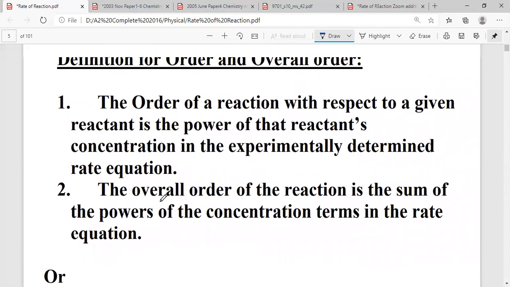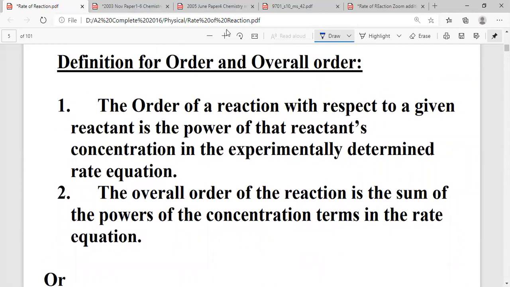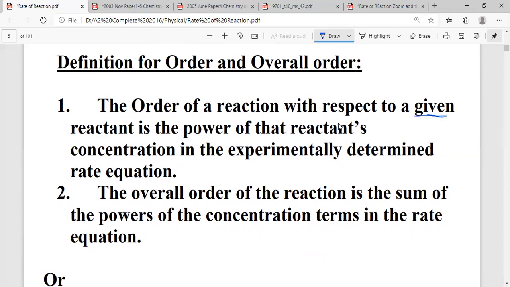But before that, as I said, they will ask you to define order. I put here: the order of reaction is with respect to a given reactant. It's the power, or they call it exponent, or the indices, of the reactant concentration in the experimentally determined rate equation.